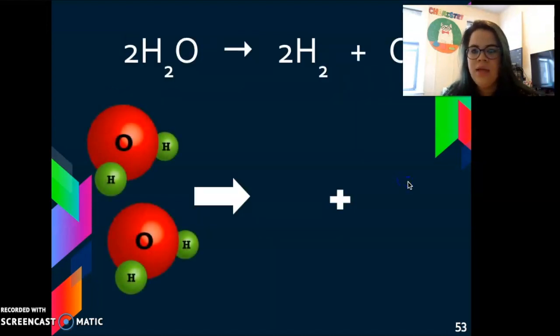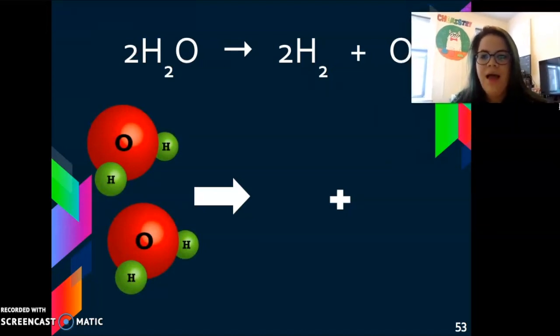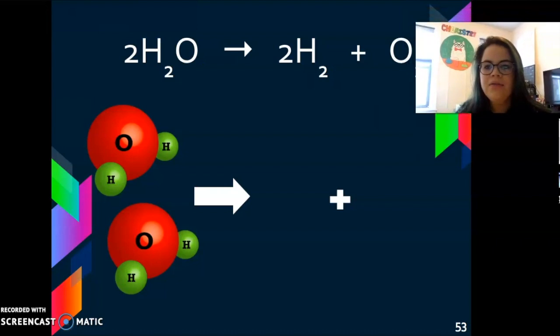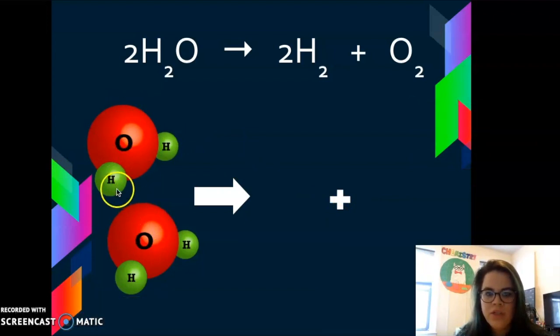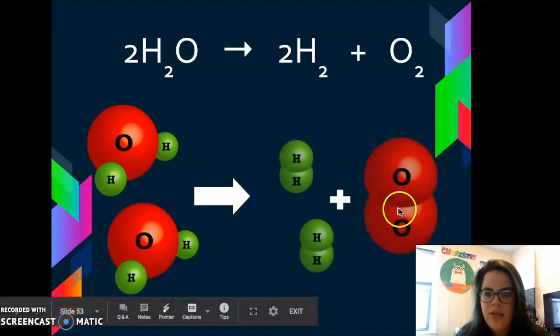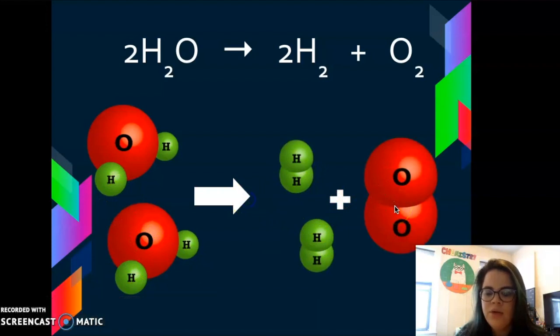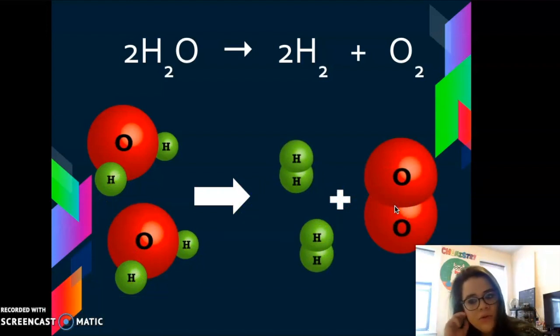Here's what this looks like with actual molecules. I have 2 waters with 1 oxygen each, 2 hydrogens each, and they break down into these individual parts. As you can see, the total number of hydrogens before equals the total number of hydrogens after.